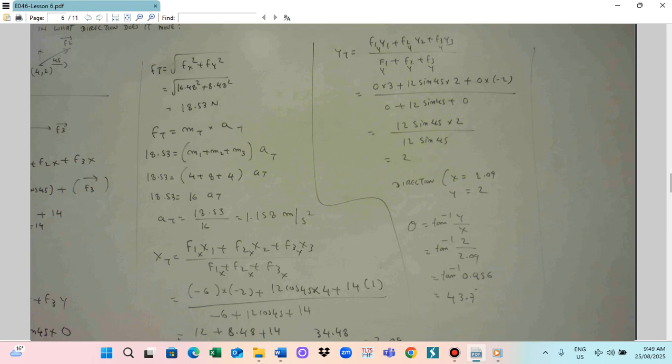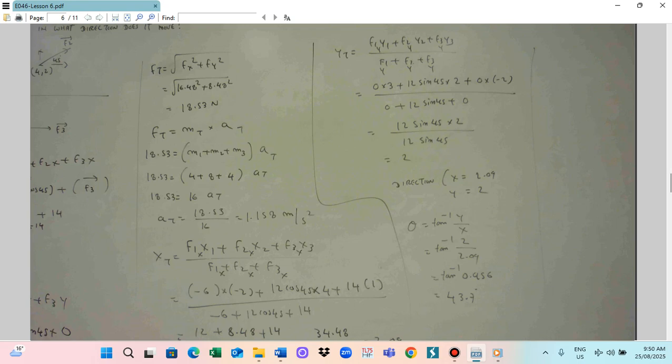So in this case, vertical component. This is F1H, F2H, F3H. Here is F1Y, F2Y, F3Y, divided by F1Y, F2Y, and F3Y. So Y component of F1, Y component of F2, Y component of F3. In this case, Y component of F1 is 0, F2 is 3. Y component of F2, this is 12 sine 45.